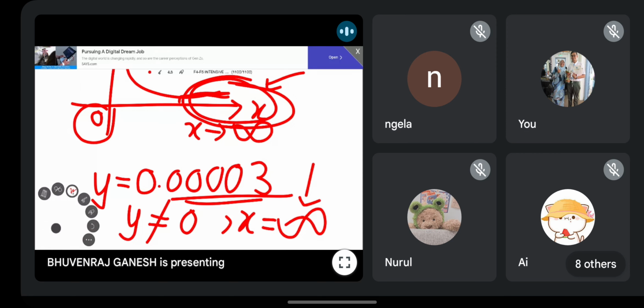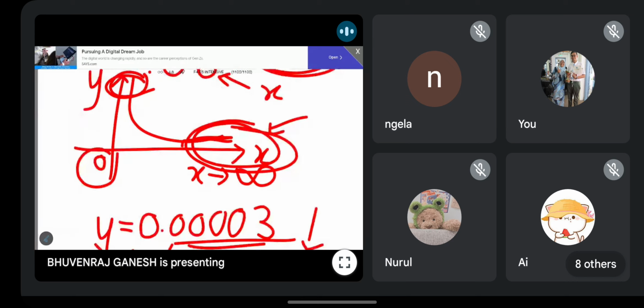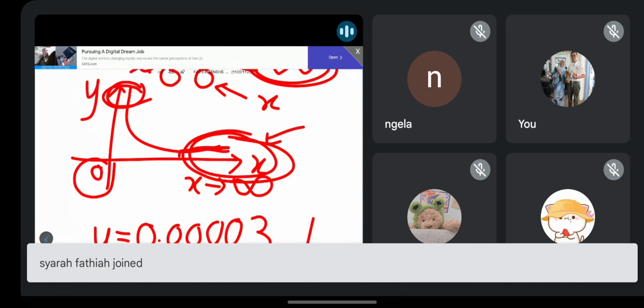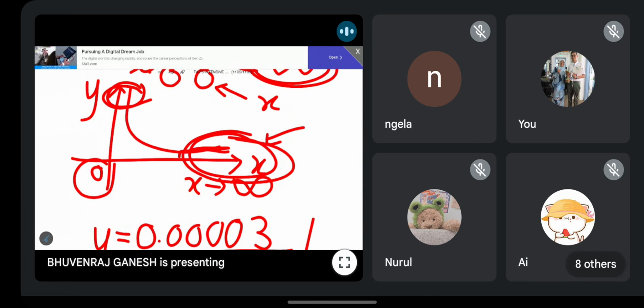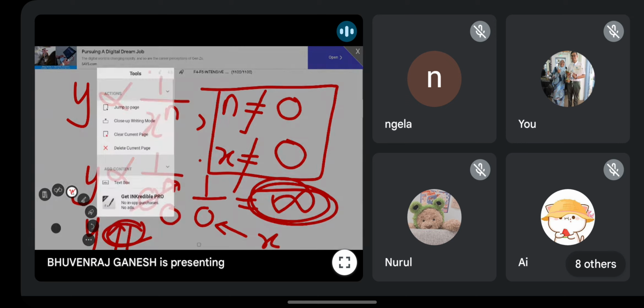So based on the graph, berdasarkan graf fungsi songsang ini, sorry, ubahan songsang, inverse variation, you will not touch the X or Y axis. That is why the syarat that you all tell me is like this: N cannot be 0, X also cannot be 0. Understand, guys? Boleh faham the concept I'm trying to explain here? So these are the few conditions you all must remember for this inverse function graph. Okay, so that's one part.